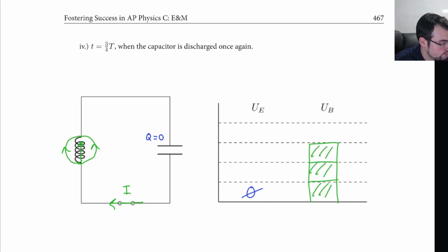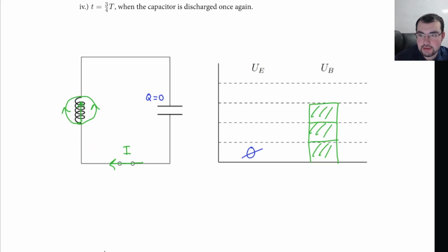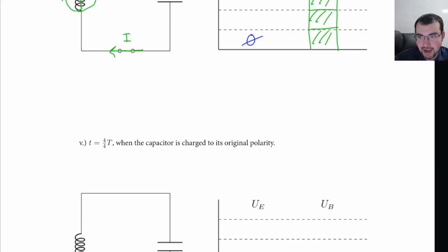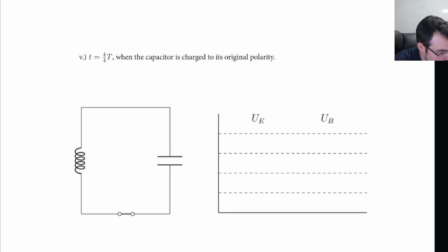So what is that doing? Well, we see that that's going to charge the capacitor with the top plate becoming positively charged. And oh, look, we're exactly back to where we started.